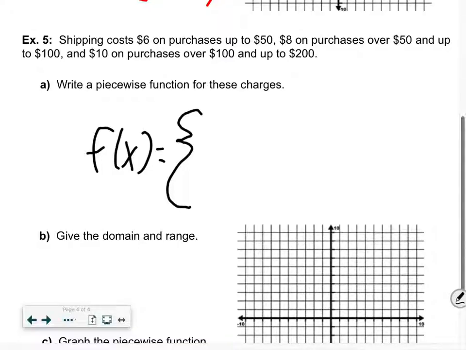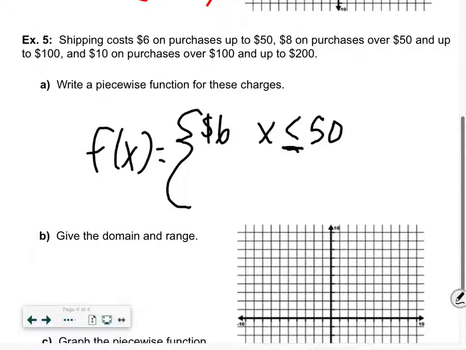How much does it cost me up to 50? If I buy something up to $50, how much is shipping costing me? $6. So it's gonna cost me $6 up to 50. Is that greater than 50 or less than 50? Less than or equal to. Do you think it's equal to? Yes, because it's up to, right? So if I spend $50, that's equal to, right?